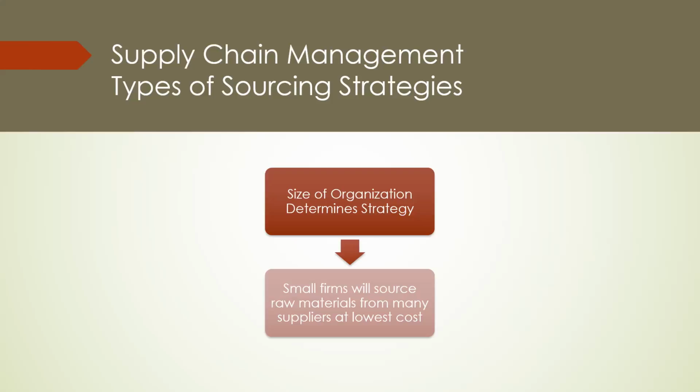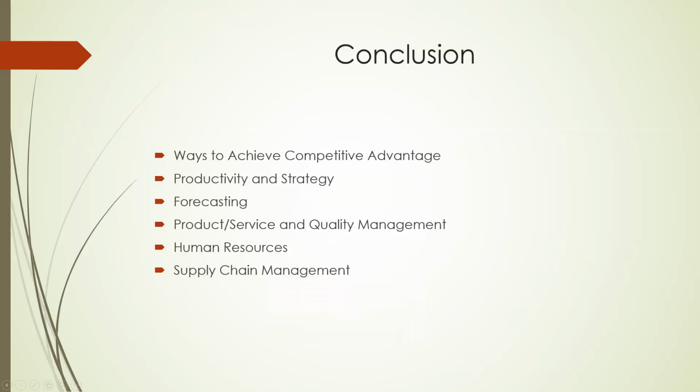That covers the supply chain. On to the conclusion. Okay, so small construction firms use differentiation, reduced cost, and responsiveness as part of the productivity and the strategy to achieve the competitive advantage. They use causal, time series, and qualitative models to forecast future requirements and develop the most productive course of action.